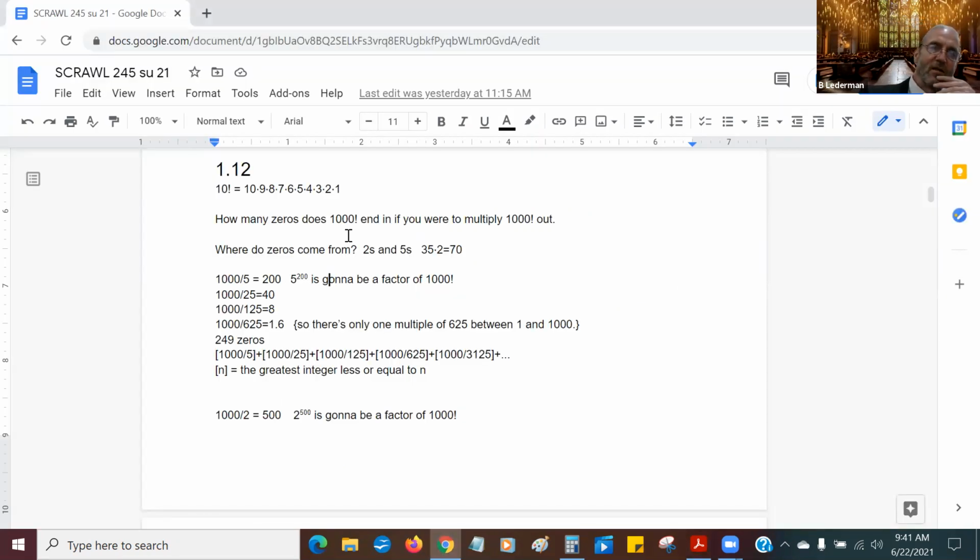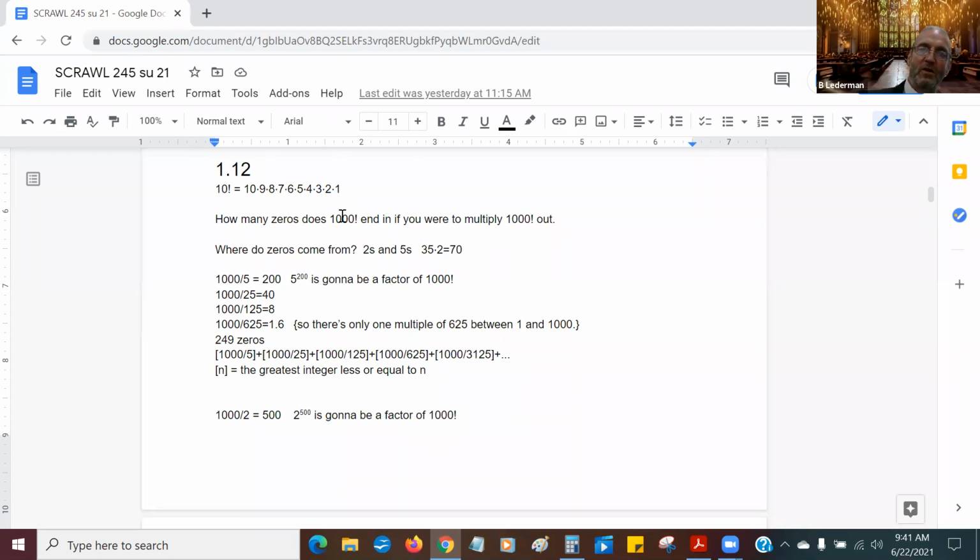So first of all, what is a factorial? 10 factorial, for example, is 10 times 9 times 8 times 7 times 6 times 5 times 4 times 3 times 2 times 1, all the way down to the end. And 20 factorial is 20 times 19 times 18, down to 3 times 2 times 1. So suppose I would have the number 1,000 factorial.